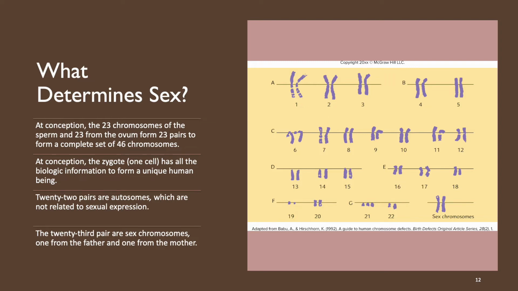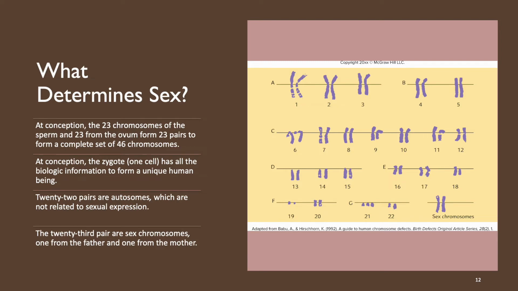What determines the sex is one pair of the chromosomes. At conception, the 23 chromosomes of the sperm and the 23 chromosomes of the ovum form 23 pairs for a complete set of 46 chromosomes. At conception, the zygote, which is one cell, has all its biologic information to form a unique human being. In essence, it has formed a unique human being.